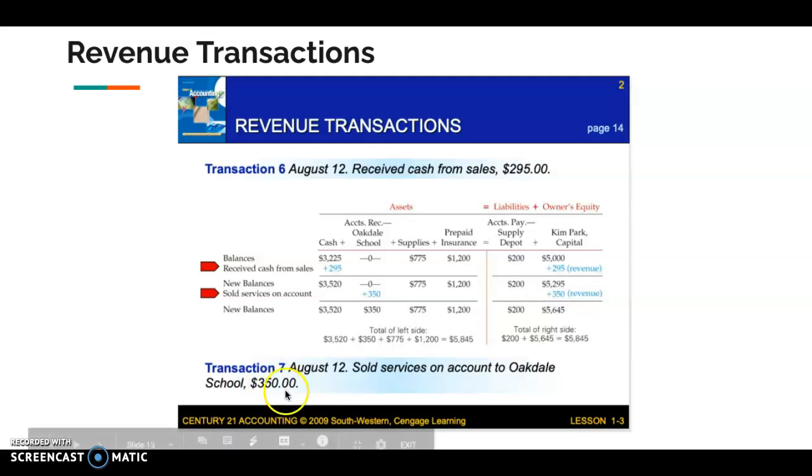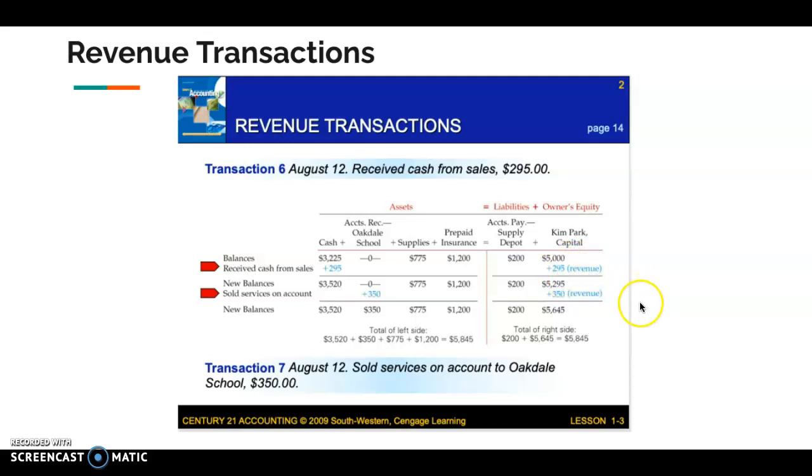So she has revenue now. So we're going to increase cash, and then we're going to come over here to owner's equity. Kim Park Capital is her name. And we have just now increased our capital, which again is what we have invested in our company. So we increased cash, but now we have more to our company. So that's why we're going to increase each of these sides. And we're going to put revenue in parentheses to show that that's what that $295 was.